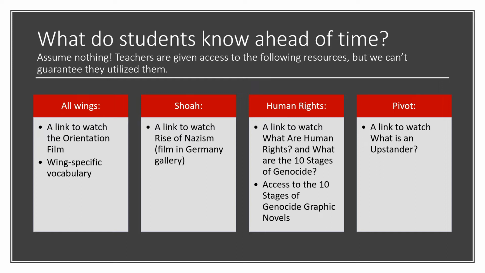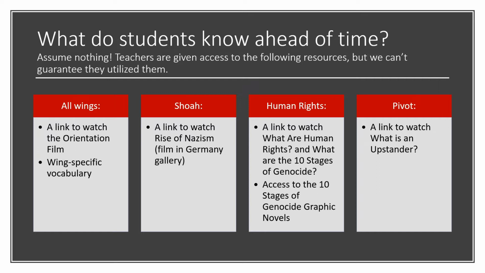For the Human Rights Wing, they're given access to the orientation film, the vocabulary, and some quick bite videos, including what are human rights, what are the 10 stages of genocide, as well as, of course, access to the 10 stages of genocide graphic novels. So when you are given a Human Rights Wing tour, they already have the link to access those graphic novels. So if at any point you want to refer to them, you can say your teacher has gotten a link to access these graphic novels.